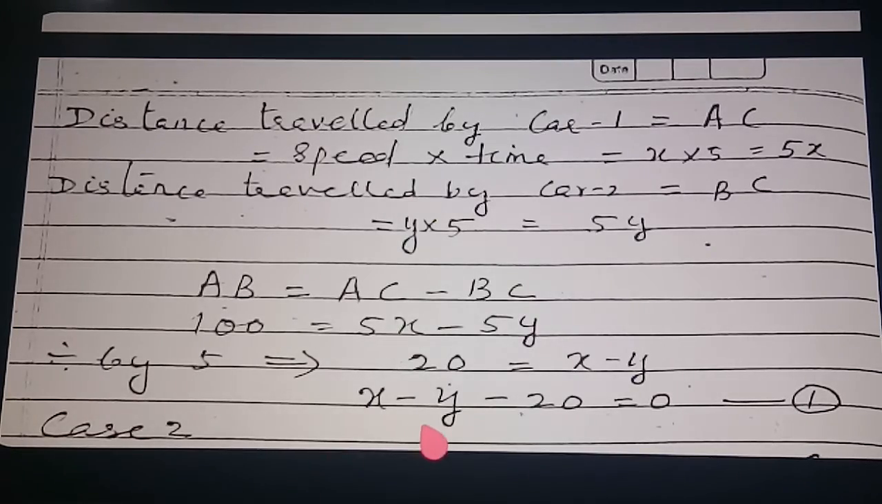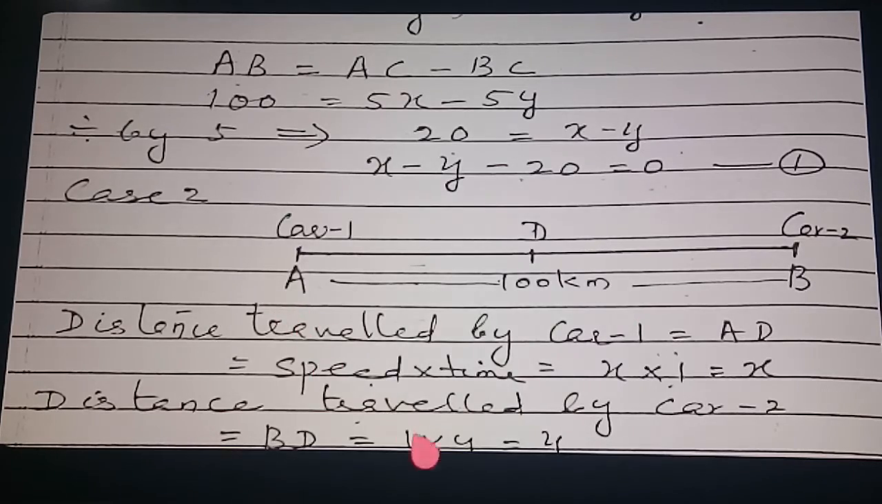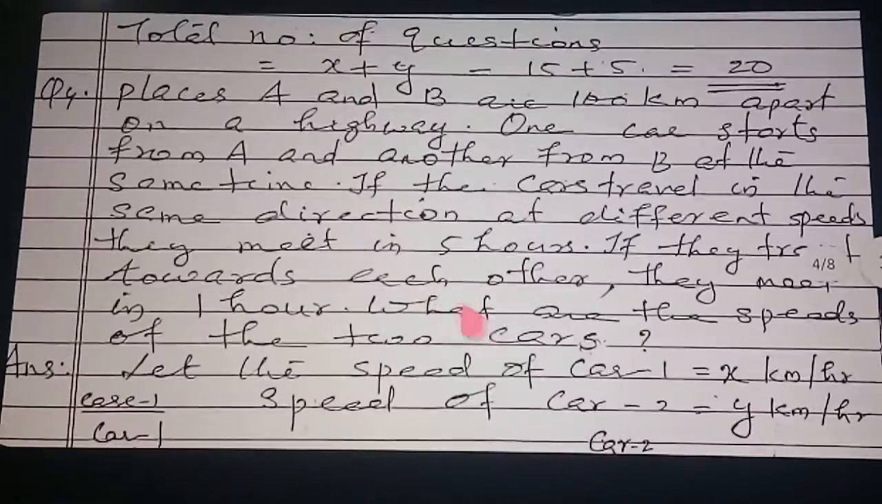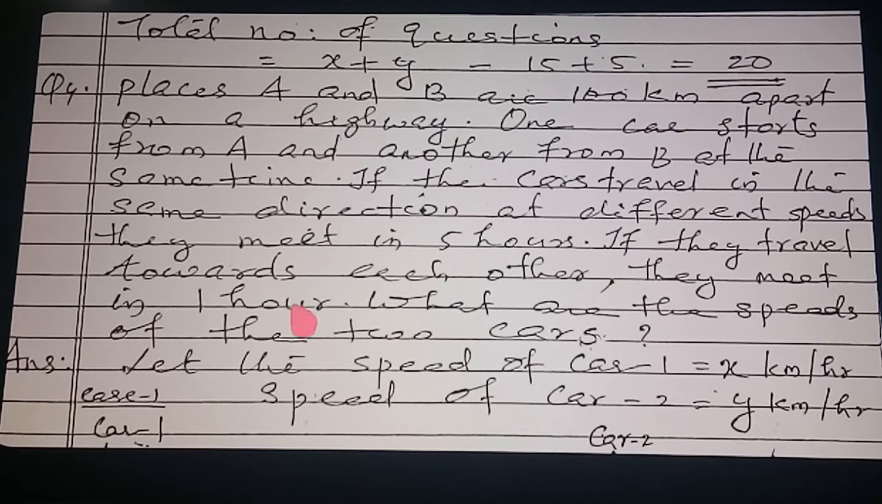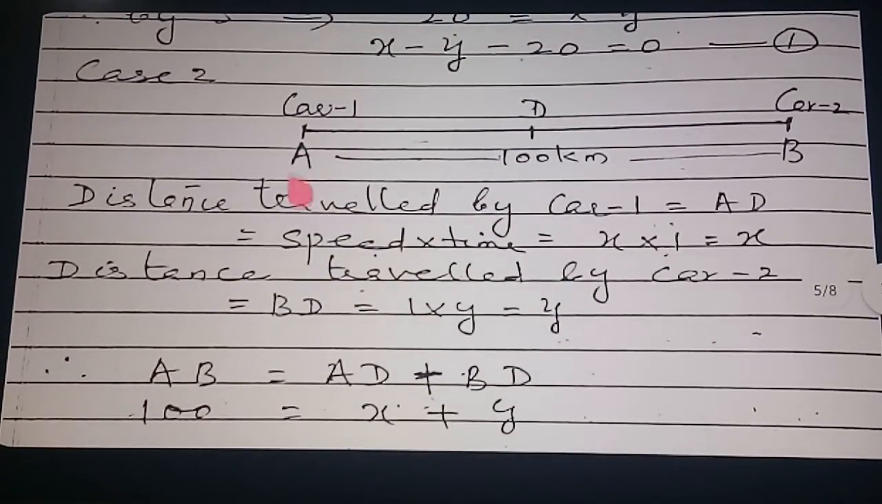Now case 2. There I have drawn the diagram. So what is in case 2? What is given in the question? See the question again. If they travel towards each other, both the cars are coming towards each other, not going away from one point to another point, then they meet after how many hours? 1 hour. That is here. See here, the first car is starting from A, the second car is starting from B. They are coming towards each other. A is coming towards D and B is also coming towards D. Both are coming towards each other. Okay.